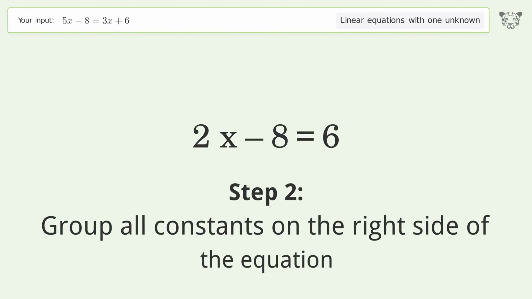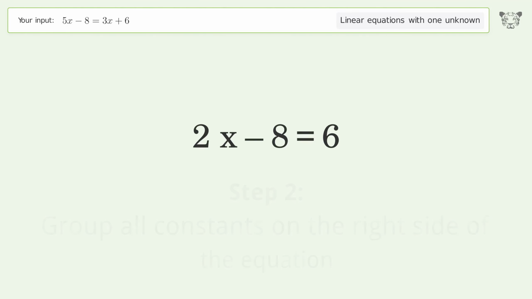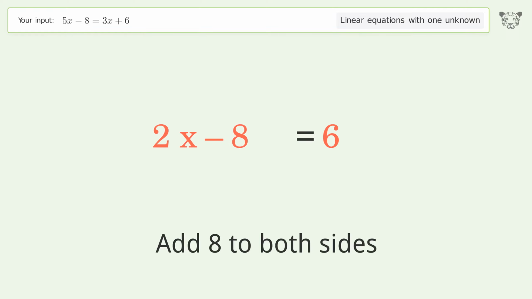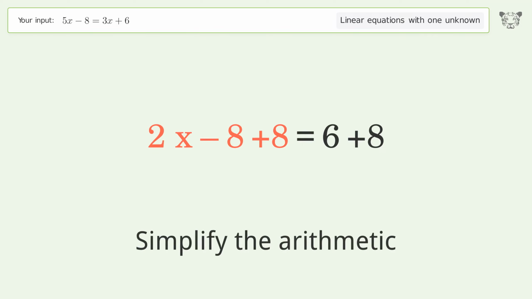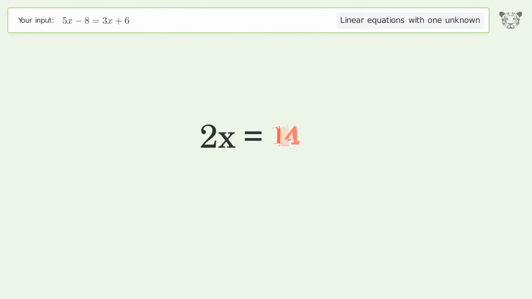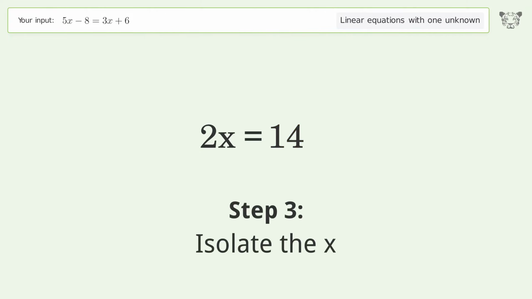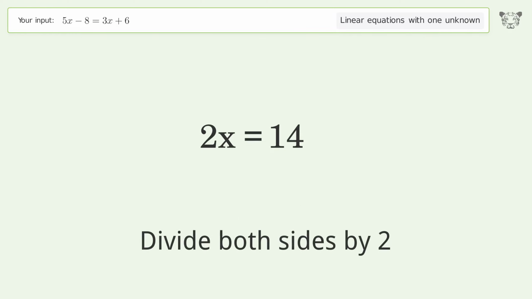Group all constants on the right side of the equation. Add 8 to both sides. Simplify the arithmetic. Isolate the x. Divide both sides by 2.